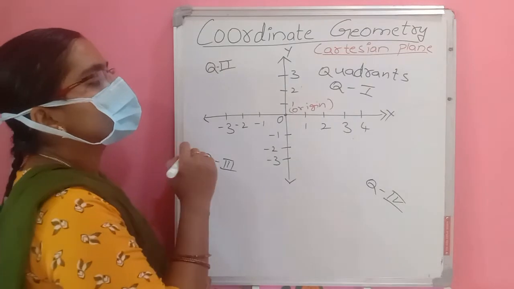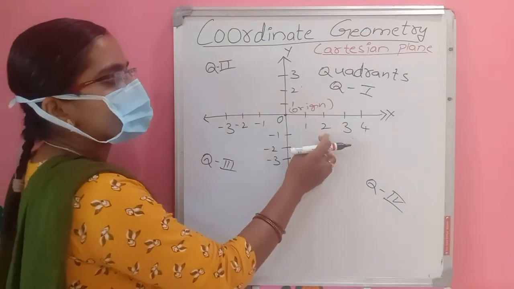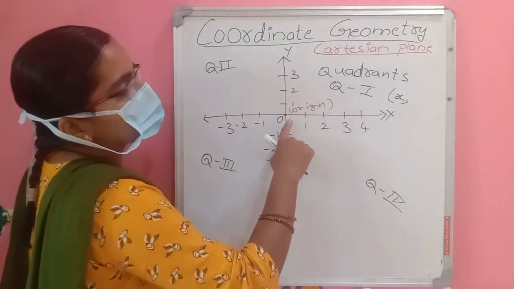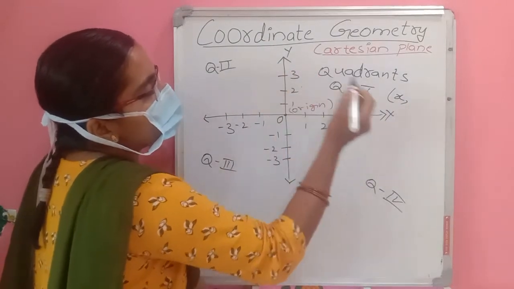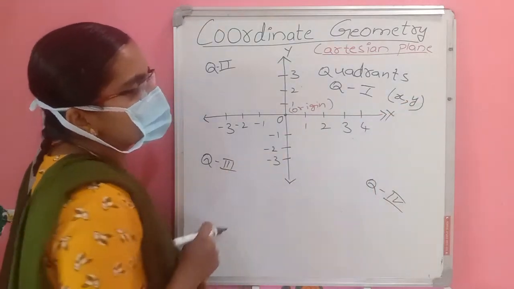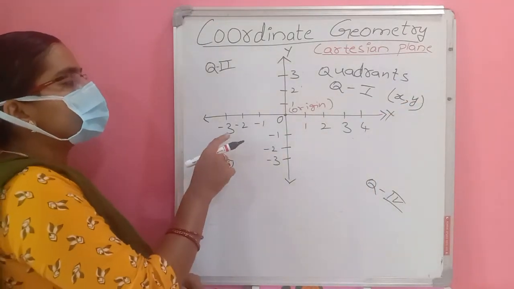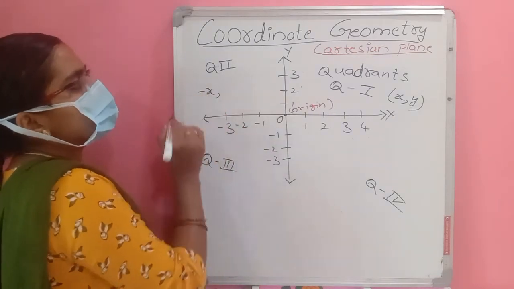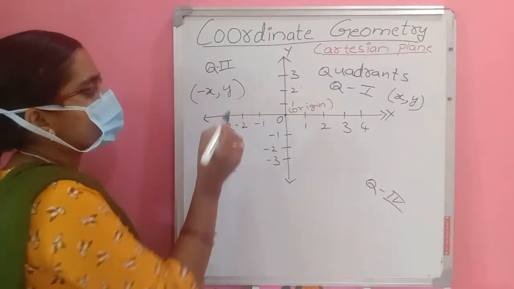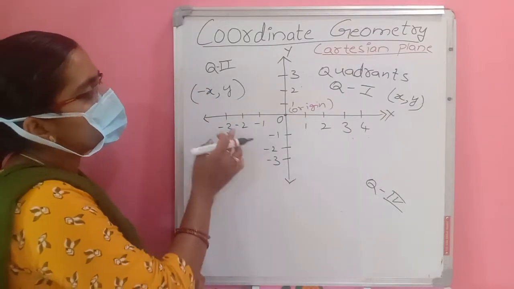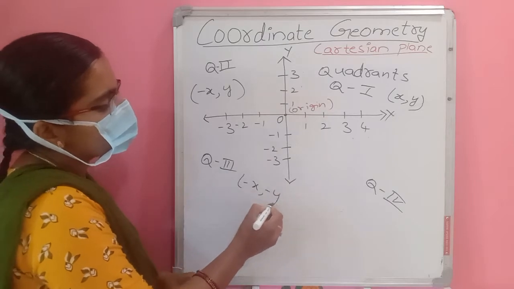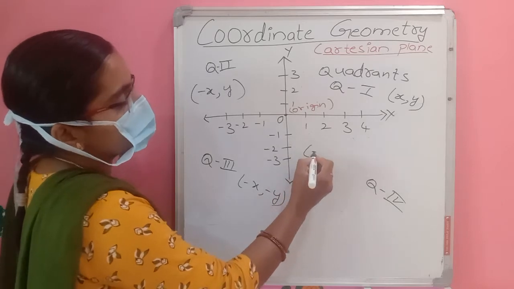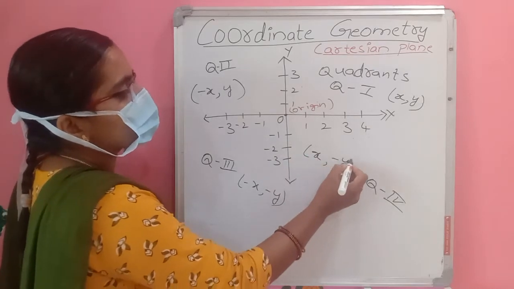Here in quadrant 1, if you take x-axis positive values and y-axis also positive values, the x coordinate is x and on the y-axis its value is y, then we write this as x comma y. In Q2, x-axis values are negative, so minus x, y-axis positive: minus x comma y. In Q3 both are negative: minus x comma minus y. In Q4 x is plus, y is minus: x comma minus y.